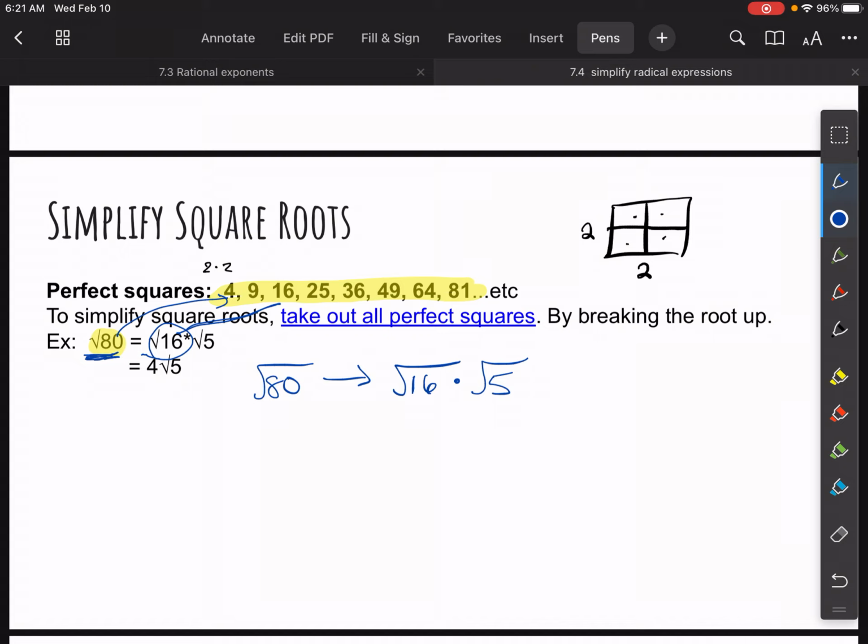Okay, and then now I have this perfect square that's here that I can actually take out, and that's what we're going to be doing a lot of today. So the square root of 16 is simply 4. So I have 4 root 5, and I'm done. Okay, so you're always looking for that. If you leave it on your test as the square root of 80, it's not going to be fully correct because we're trying to simplify that thing, which is to take the perfect squares out.